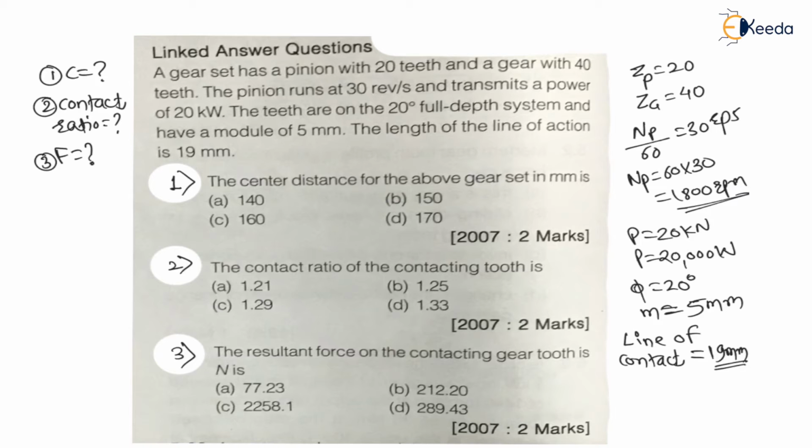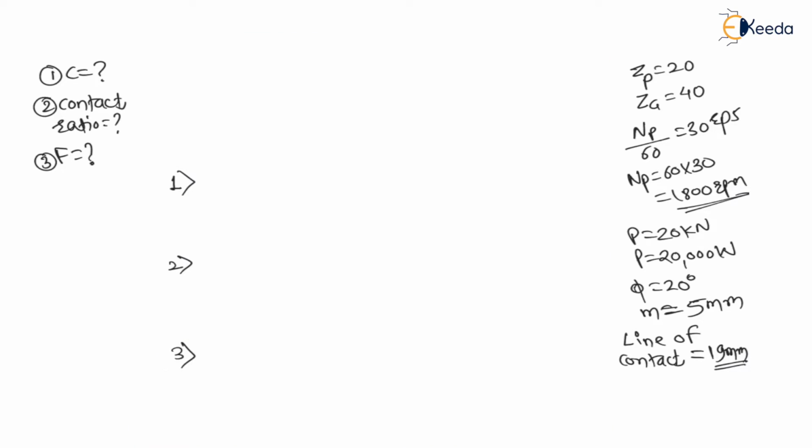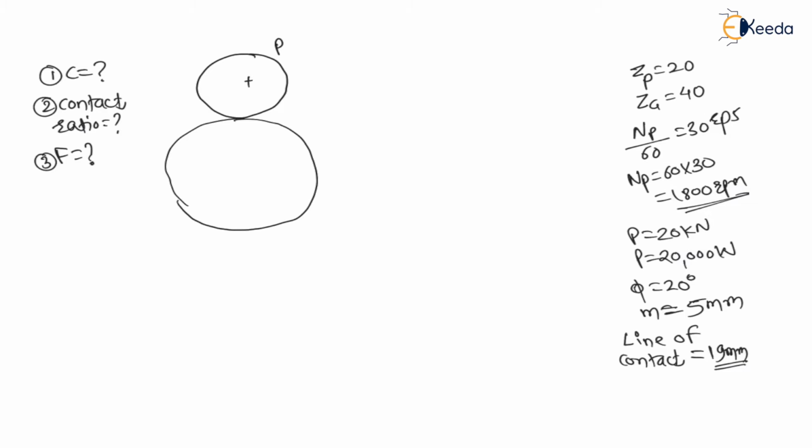Now let us solve this question. We have understood this question. Now here I am deleting the question so that we will get space for the solution, right? Now let us solve this question one by one. First of all, let us say there is a pinion. Here the pinion is the smaller one, therefore the number of teeth on the pinion is lesser, right? Let us say this is a pinion and in contact with this pinion, let us say there is a gear. Let us say this is a gear which is the larger one, right?